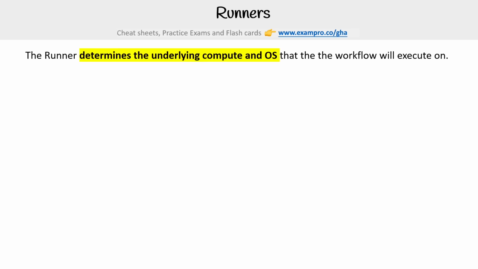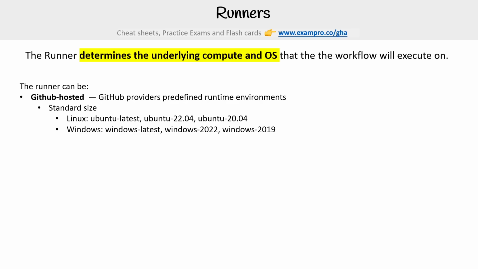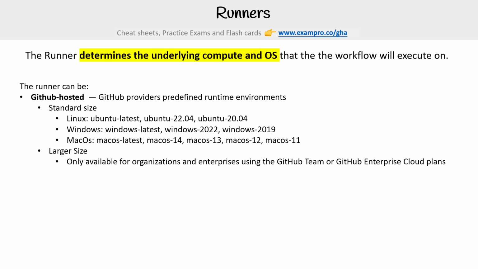Hey, this is Andrew Brown, and we are taking a look at runners. So runners determine the underlying compute and OS that the workflow will execute on. The runner can be GitHub hosted, where GitHub is providing a predefined runtime. They have standard size, which comes with Ubuntu, Windows, macOS. Then there's the larger size. This is only available for orgs and enterprises using GitHub Team or GitHub Enterprise Cloud plans, which we are not going to touch, but I just want you to know that it's there.